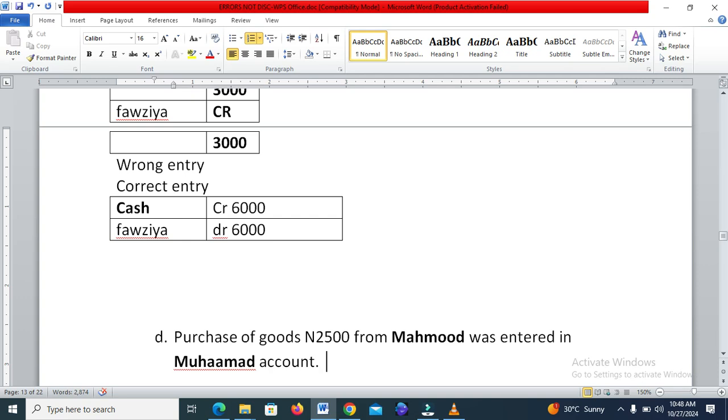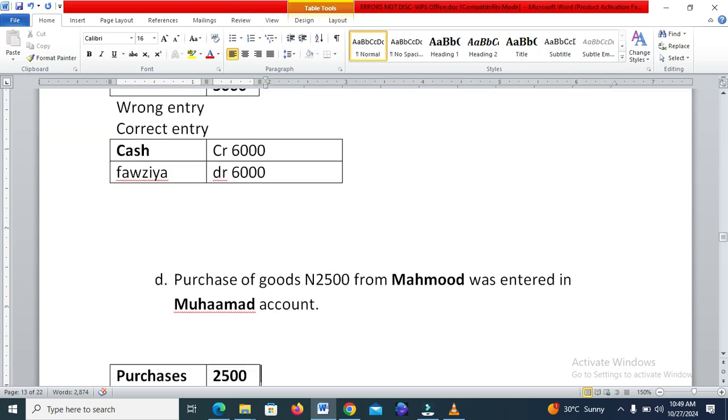Purchase of goods 2,500 from Mahmoud was entered in Muhammad account. This is an error of commission. You and I know that error of commission is when you record into the wrong personal account. So this was meant for Mahmoud, but it was entered in Muhammad's account.